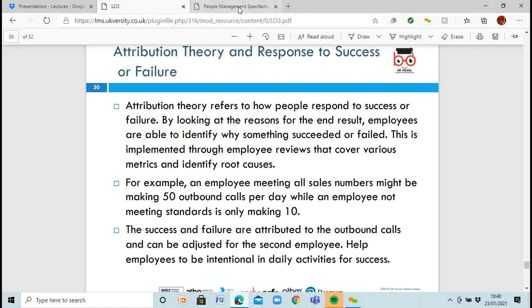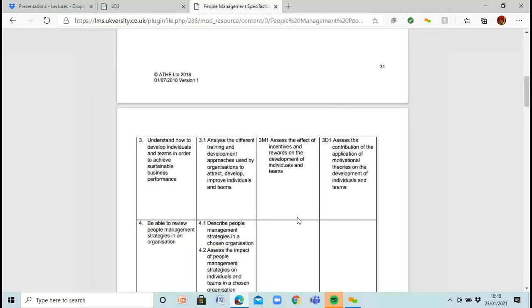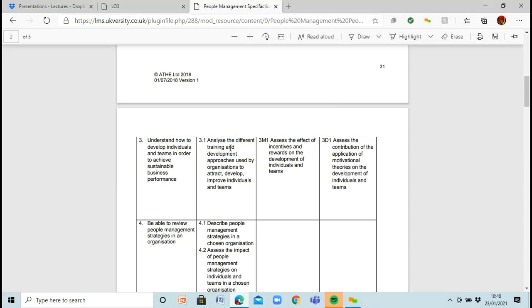So this was it for learning outcome 3. Just a quick recap of what we looked at. So we looked at 3.1, analyze the different training and development approaches. So training and development. 3M1, assess the effective incentive and rewards. So that was where we looked at the incentives and rewards for employees. And then 3D1, what we just looked at was the theories. So assess the contribution of application of motivational theories.